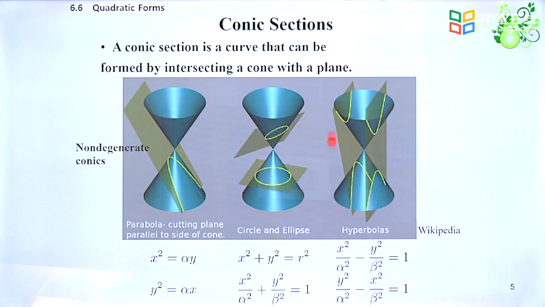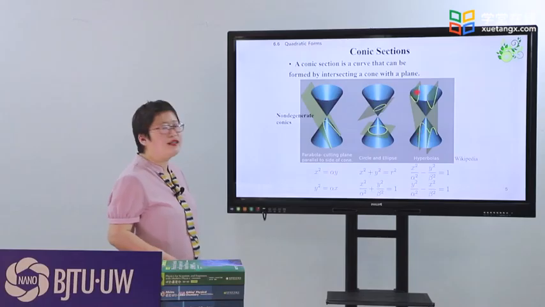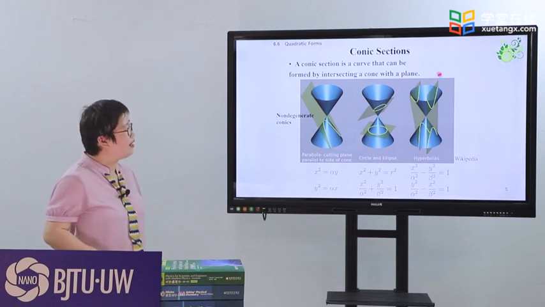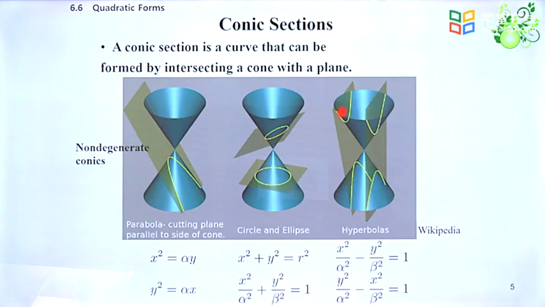If we use such a plane to intersect with the cone, we can get hyperbolas. If you use such a plane to intersect with this cone, you can get this hyperbola. The equation for the hyperbola is like this: x power 2 divided by alpha power 2 minus y power 2 divided by beta power 2 equals 1, or y power 2 divided by alpha power 2 minus x power 2 divided by beta power 2 equals 1.